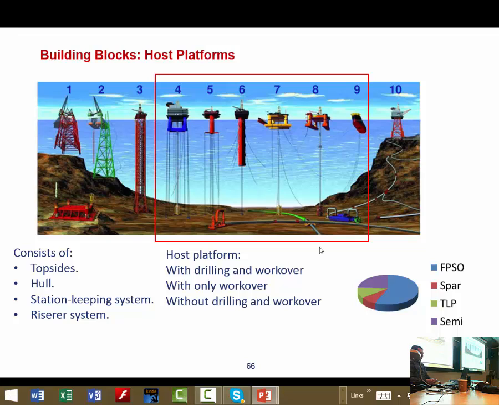And these are host platform building blocks. Host platform usually consists of these main subsystems: topside, hull, station keeping system, and riser system. First, we specify topside. Usually topside design and layout design, they just get some geometry from us. They know that, for example, in our case, it is circular, and then they try to make a layout as close as possible. And then they make a weight estimation and give it to the marine department. Marine department just estimate the required size and make the analysis for a station keeping system and riser system.